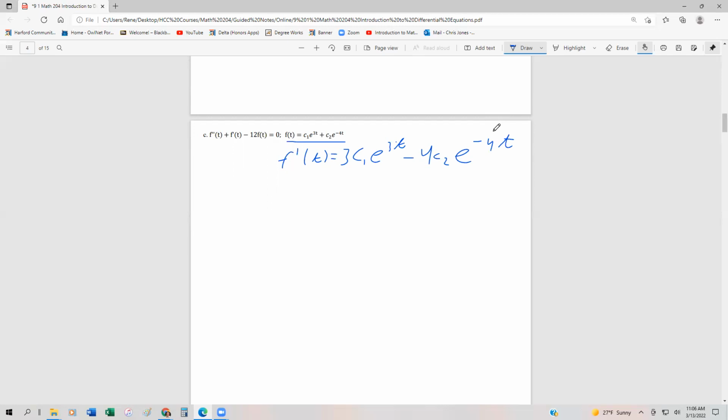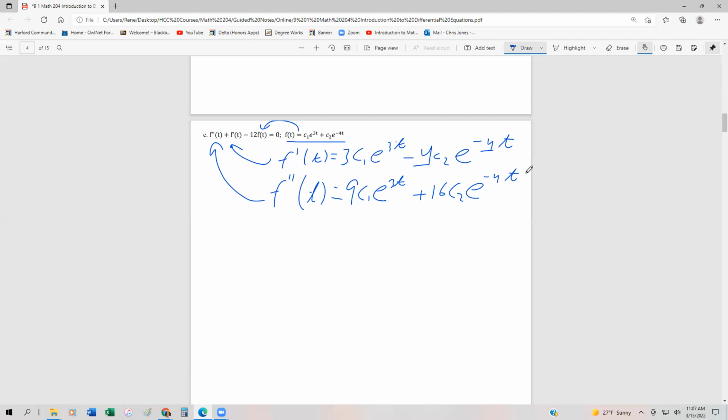All right, so c1 is like a constant, like a 7 or a pi or something like that. And so we just use our chain rule and move the 3 in front of it. All right, so for the second derivative, we're going to use another chain rule. That's going to be 9 c1 e^(3t). Negative 4 and negative 4 is going to be plus 16 c2 e^(-4t). And now we're just going to substitute all of these back in.